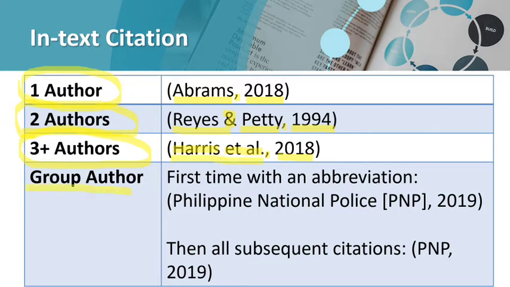For the group author, the first time with an abbreviation, you must complete the abbreviation or the acronym. However, for the second citation or all subsequent citations, you can use the abbreviation or the acronym.